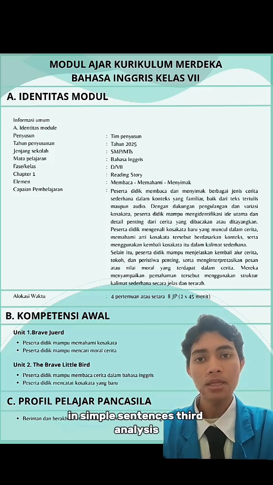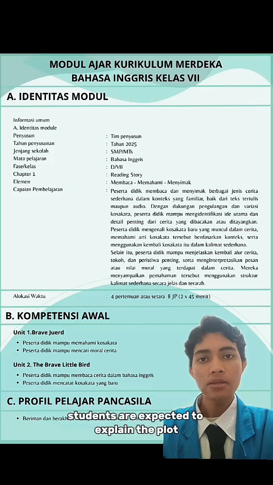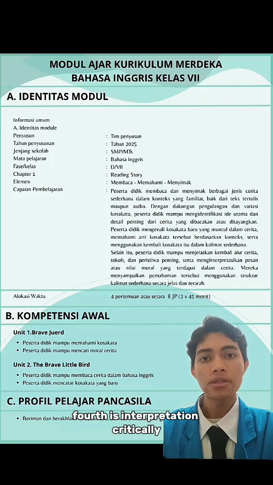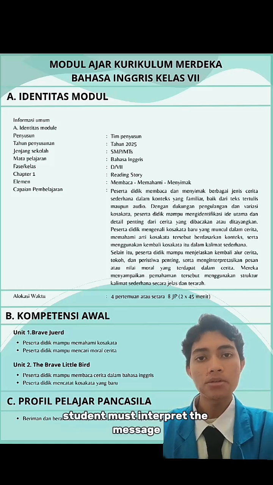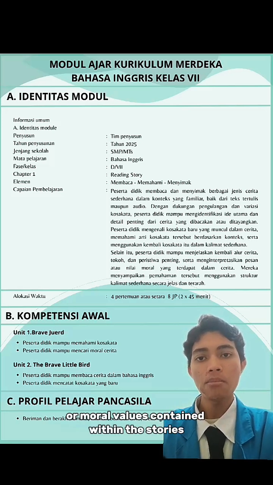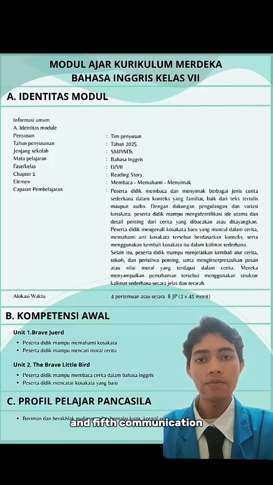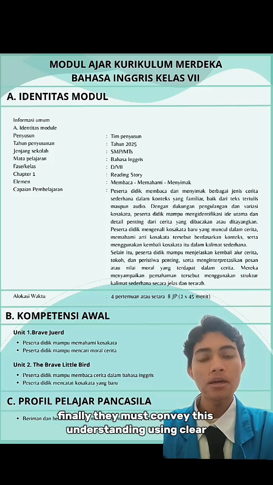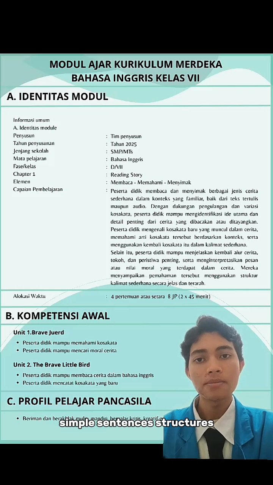and subconsciously use the new vocabulary in simple sentences. Third, analysis. Students are expected to explain the plot, characters, and significant events. Fourth is interpretation. Critically, students must interpret the message or moral values contained within the stories. And fifth, communication. Finally, they must convey this understanding using clear, simple sentence structures.